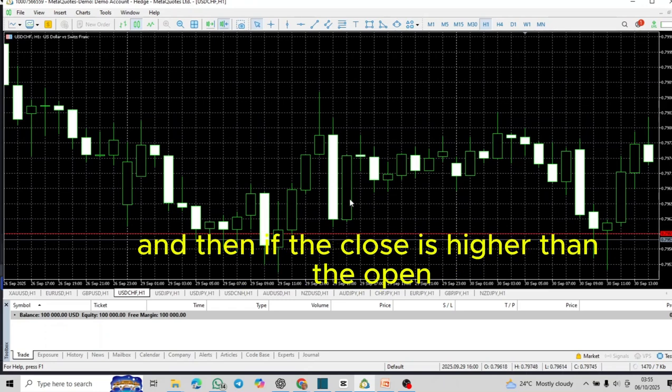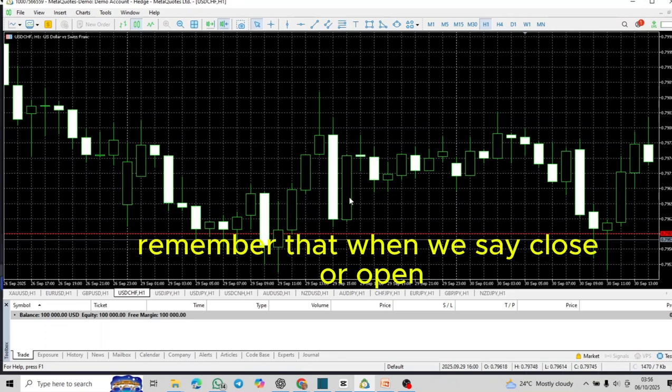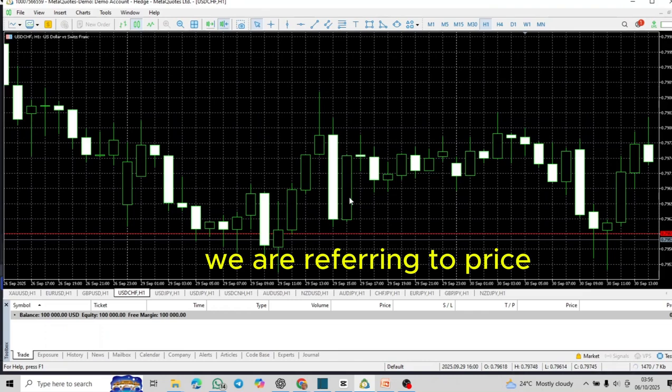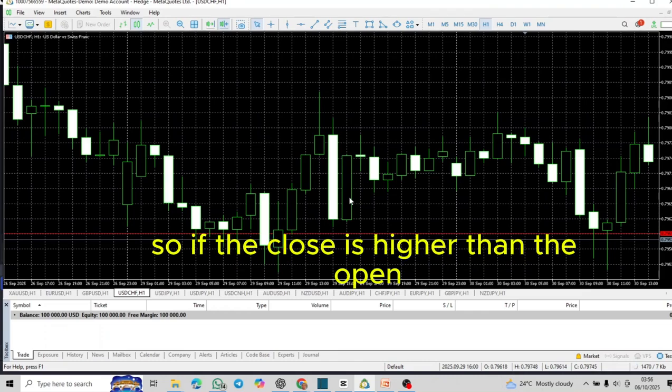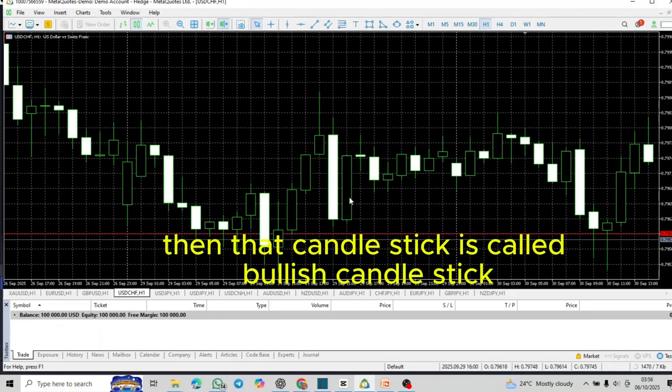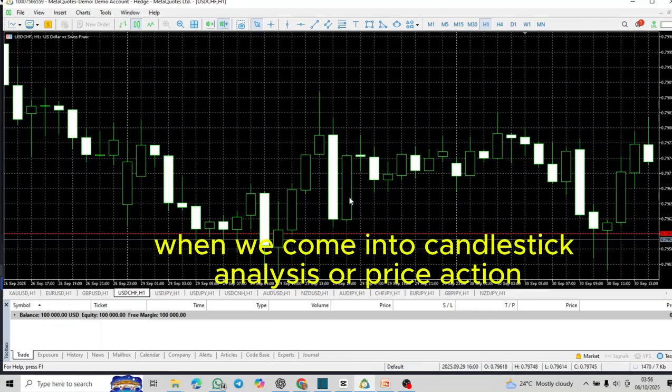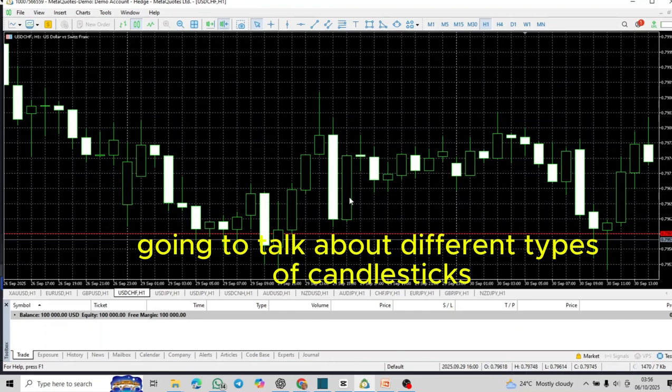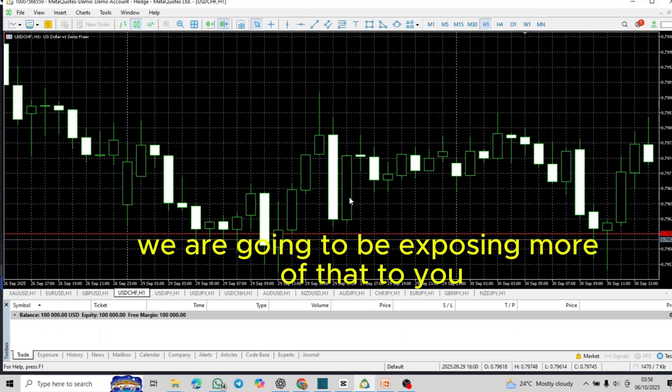And then if the close is higher than the open, remember that when we say close or open, we are referring to price. So if the close is higher than the open, then that candlestick is called a bullish candlestick. When we come into candlestick analysis or price action, where we are going to talk about different types of candlesticks, we are going to be exposing more of that to you.